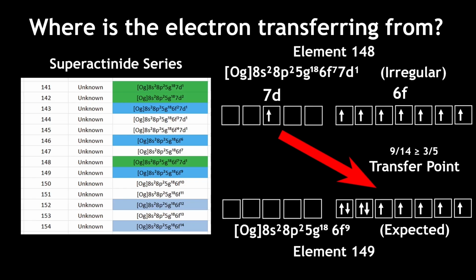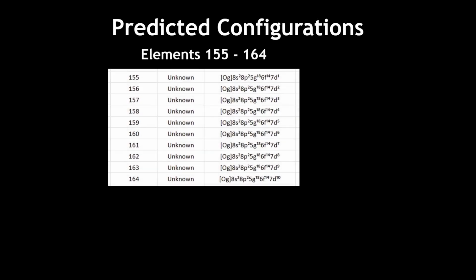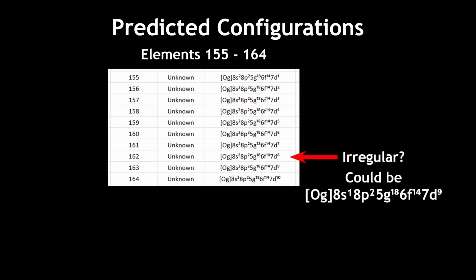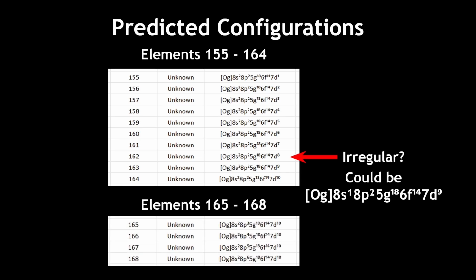Next, elements 155 to 164 fill up the 7d subshell, with a potential irregularity at 162 due to the trend in group 10. Lastly, elements 165 to 168 fill up the second part of the 8p subshell, 8p 3/2.